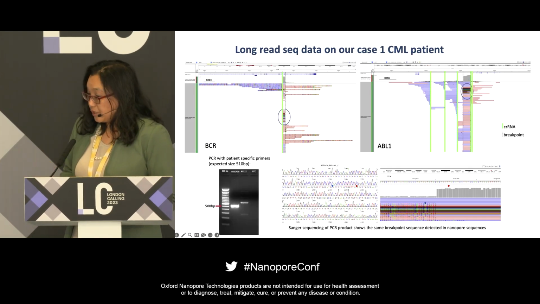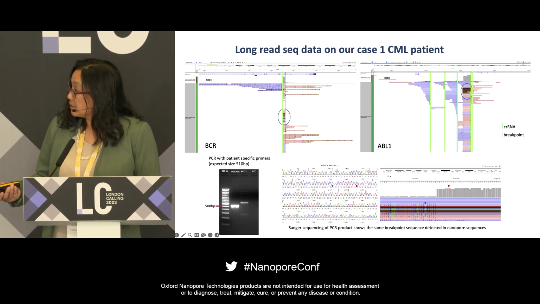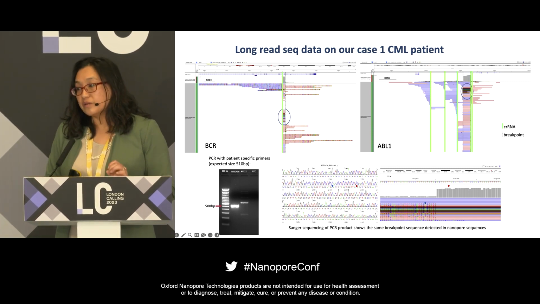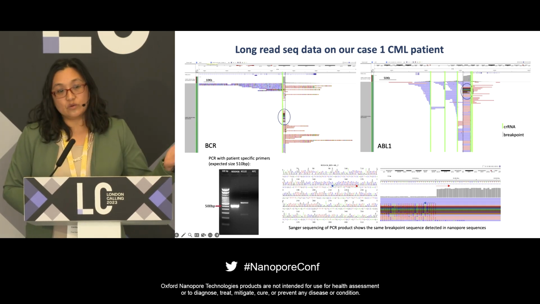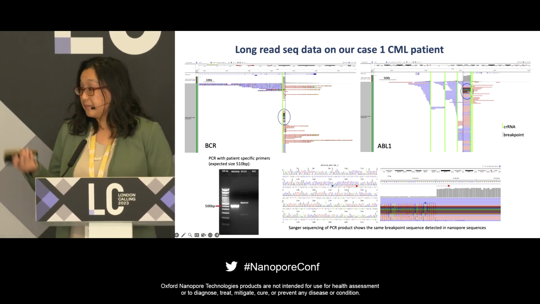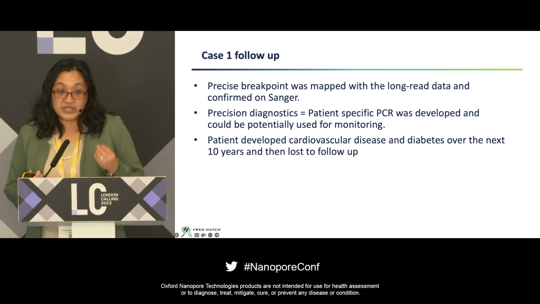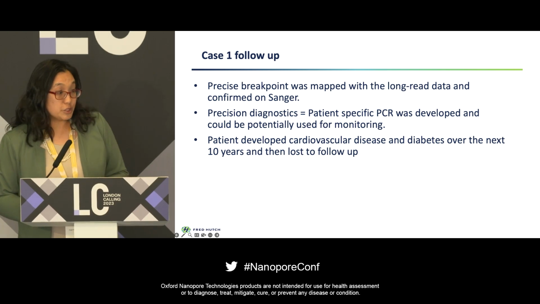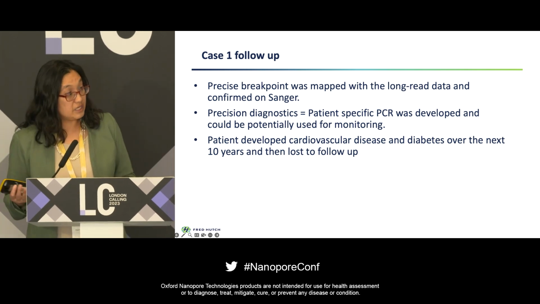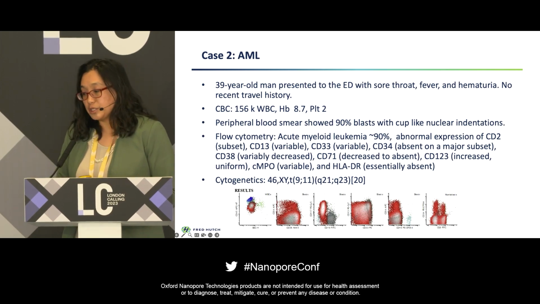And so at that point, we were able to perform long-read sequencing on him and actually showed what the specific translocation was. And also, by Sanger sequencing, we were able to identify what the actual breakpoint was. One of the problems with BCR-ABL is the breakpoint spans over an 11,000 base pair region, so it's really hard to actually create a patient-specific MRD assay. And so we were able to do that with long-read sequencing by Nanopore. And so the follow-up here is that you are able to identify the precise breakpoint in this patient. Precision diagnostic is possible. And this patient ended up developing cardiovascular disease over a 10-year follow-up period, and he was eventually lost to follow-up.